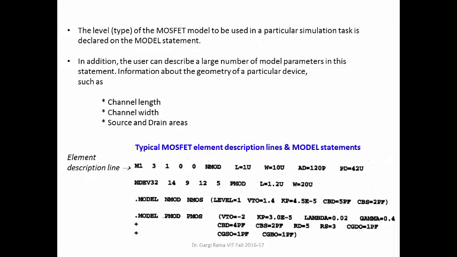So a typical MOSFET element description line and model statements are shown here. This first is the element description line, where M1 stands for the level 1 MOSFET model, followed by the length of the channel, width of the channel, and the type of MOSFET that we are considering. In addition, generally many parameters like the V threshold, transconductance, CBD, CBS are also given, including some other parameters.